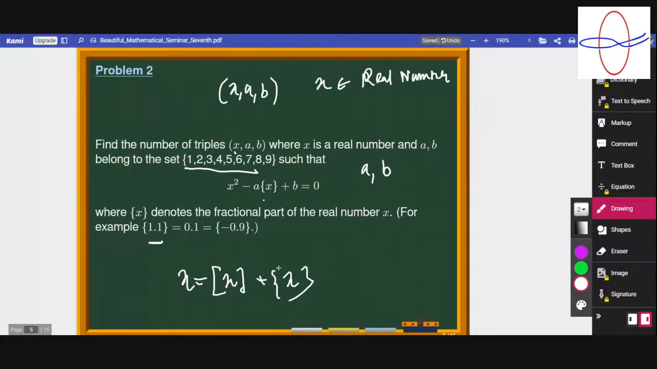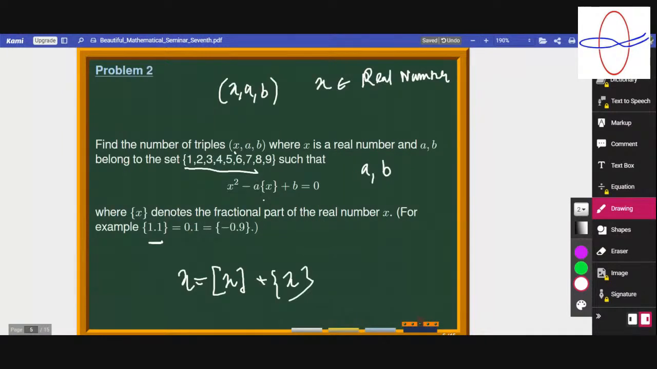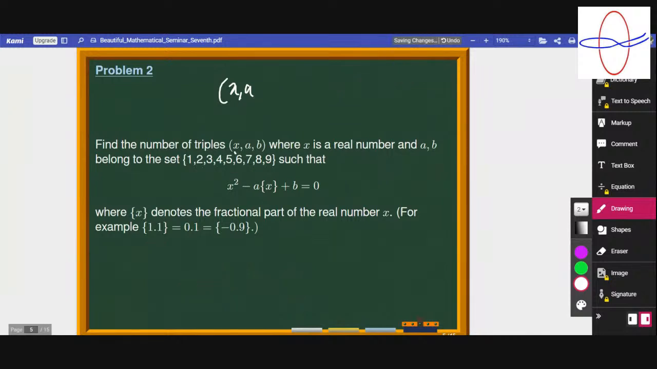Yeah. So therefore, this is the box part of x, and this is the fractional part of x, right? So let's try to replace this whole thing together, okay? If we just replace x square as n plus f whole square, it's n square plus f square plus twice nf, okay? And minus a times f plus b.